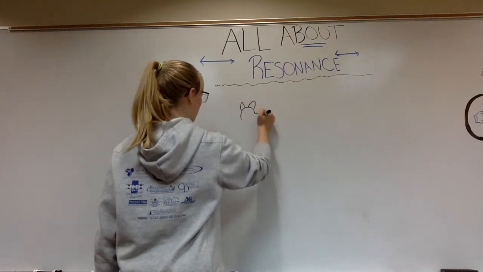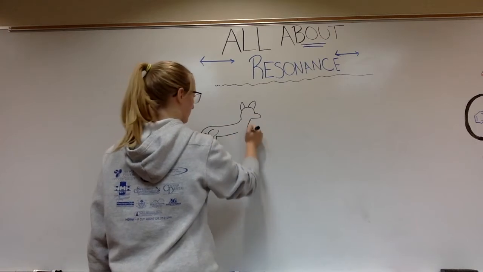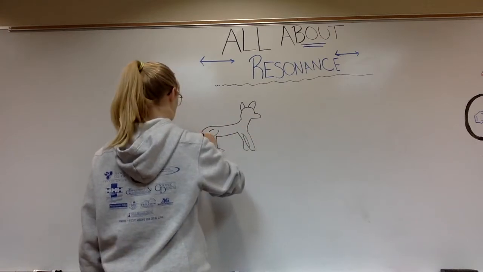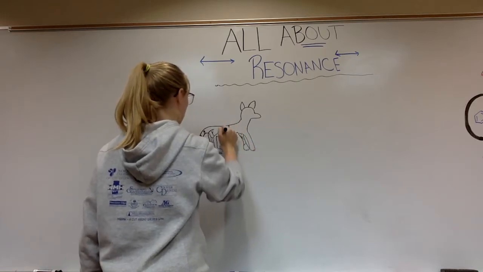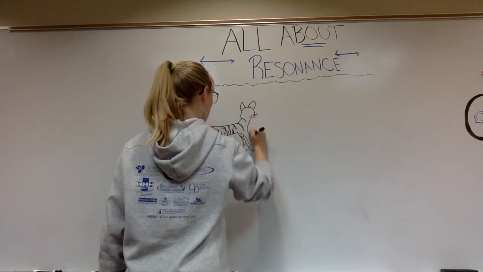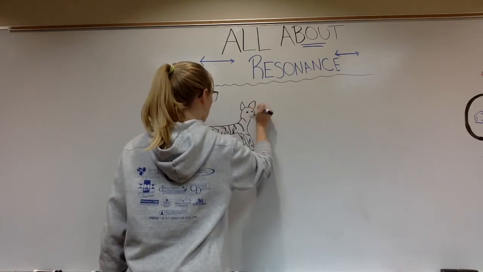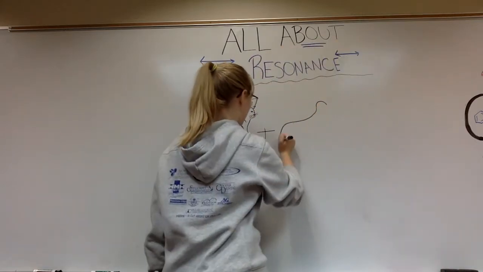Another way to think about resonance structure hybrids is through this example of the Liger. If you are a geneticist, I am so sorry you have to hear this example, but it's something that helped me learn what resonance hybrids were. So let's say a tiger and a lion make a baby. It's going to be a Liger. I was not going to try drawing that though.